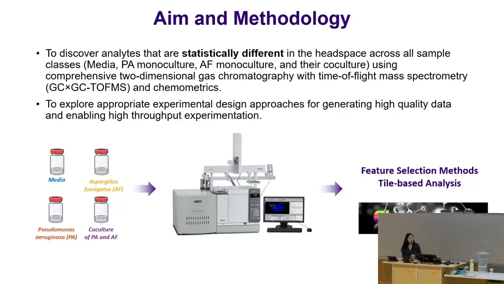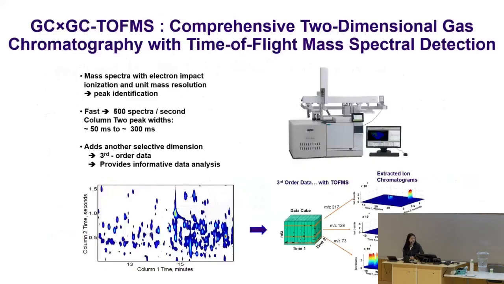For this project, our primary goal is to discover analytes that are statistically different across all four sample classes using comprehensive gas chromatography with time-of-flight mass spectrometry, followed by chemometric analysis. In our work, we use the Pegasus BT system, and this time-of-flight mass spectrometer can achieve 500 spectra per second collection. It provides a third dimension of data, the full mass spectrum, which we can use for analyte identification.